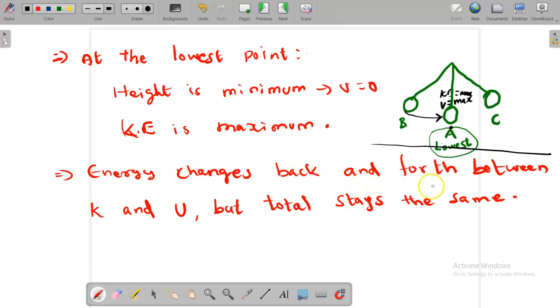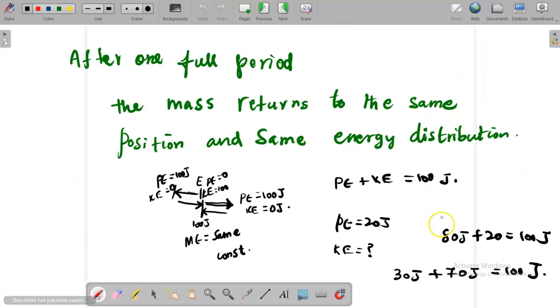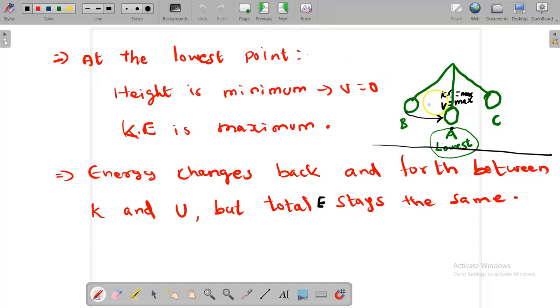Energy changes back and forth between K and U, but the total stays the same. Total energy is always the same, as we mentioned here. 80 plus 20 is 100, 30 plus 70 is 100. Same thing here. If potential energy is 100 joules, kinetic energy is 0. Here potential energy is again 100, kinetic energy 0. Here at the lowest point, kinetic energy is 100, potential energy is 0.